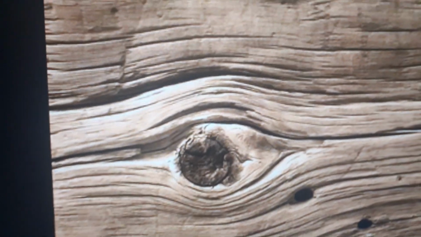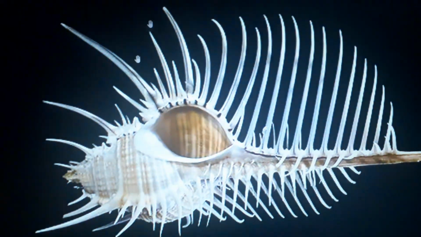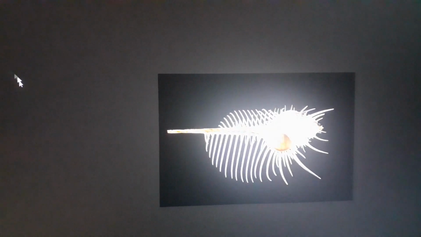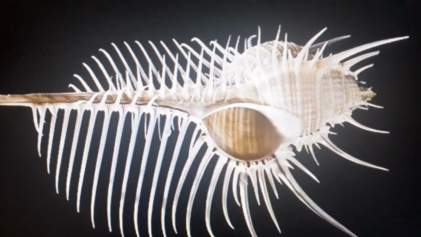Back onto the shell, so you can see the shell shape. It's going that way. If I do it that way, then that's the way we should be looking at it.